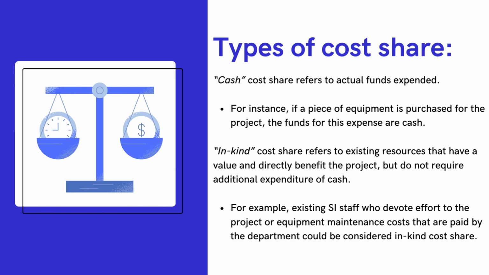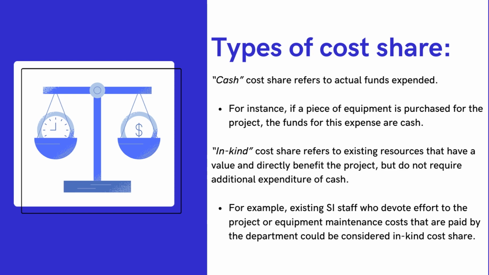Types of cost share. Cash cost share refers to actual funds expended. For instance, if a piece of equipment is purchased for the project, the funds for this expense are cash. In-kind cost share refers to existing resources that have a value and directly benefit the project, but do not require additional expenditure of cash. For example, existing SI staff who devote effort to the project, or equipment maintenance costs that are paid by the department could be considered in-kind cost share.